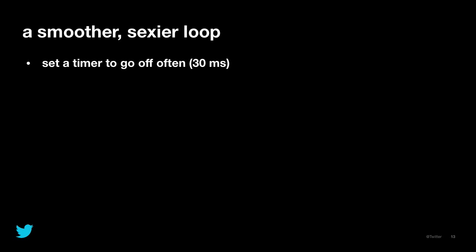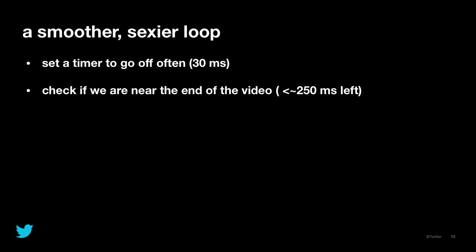The loop, the magical loop of Vine, is kind of part of the DNA. So we tried a few things. What we really wanted to achieve was a smoother, sexier loop. So what we ended up doing is we set a timer to go off that lives alongside the media player about every 30 milliseconds. And when that timer goes off, we check to see if we're near the end of the video. If there are 250 milliseconds or less left at the end of the video, we make a call to seek to start. And by the time the media player actually reacts to that, it tends to be pretty good.